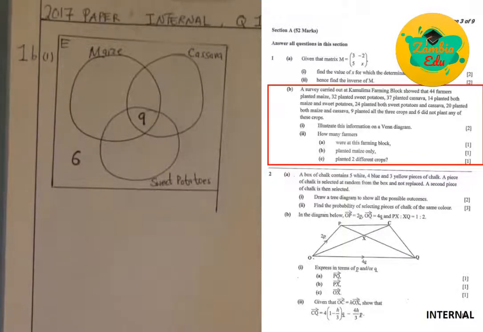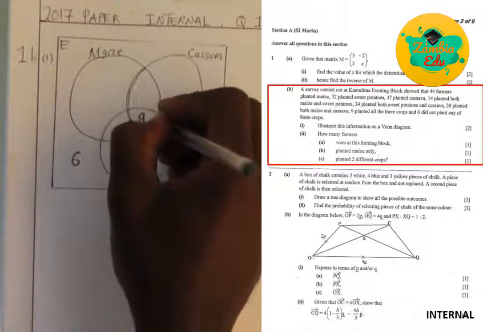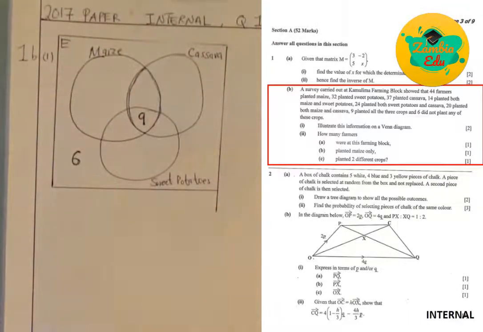Now we are going to start dealing with the intersections between 2 crops. We'll start with the intersection for maize and cassava, all of it. And we are told that the total number of people that planted maize and cassava was 20.